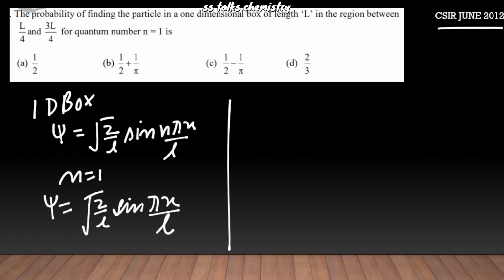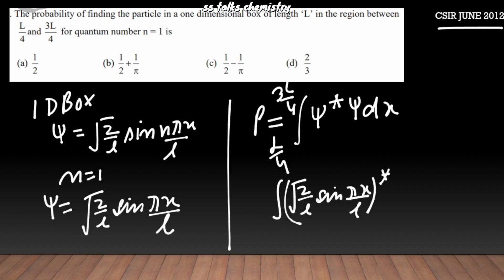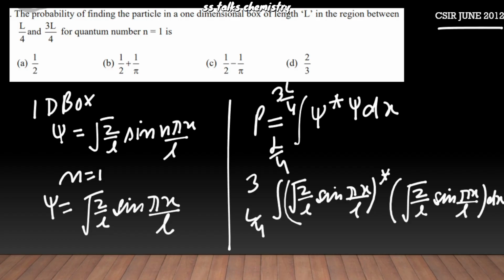Right. Now the probability that we find it is the integration of psi star into psi dx for a 1D box. Limits are from L by 4 to 3L by 4. So it will be equal to the integral of root of 2 by L sine pi x upon L, and this conjugate we are taking, into root of 2 by L sine of pi x upon L, dx, limits L by 4 to 3L by 4.